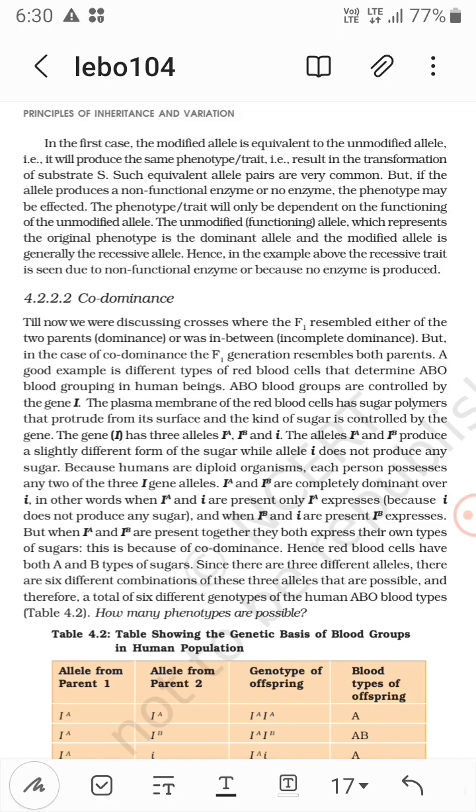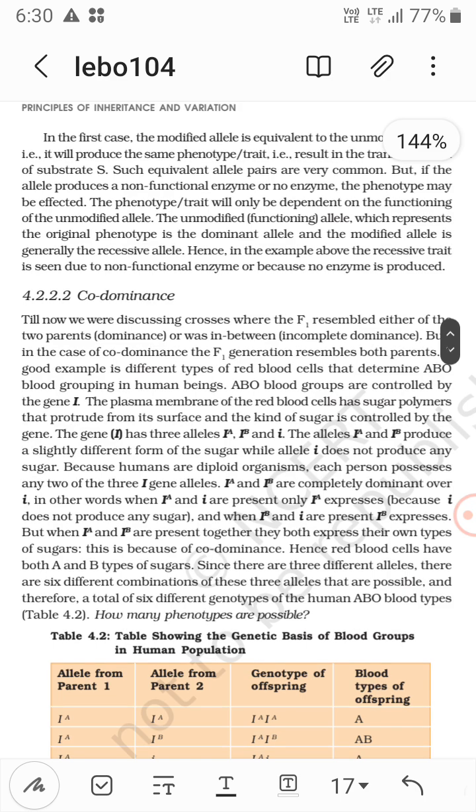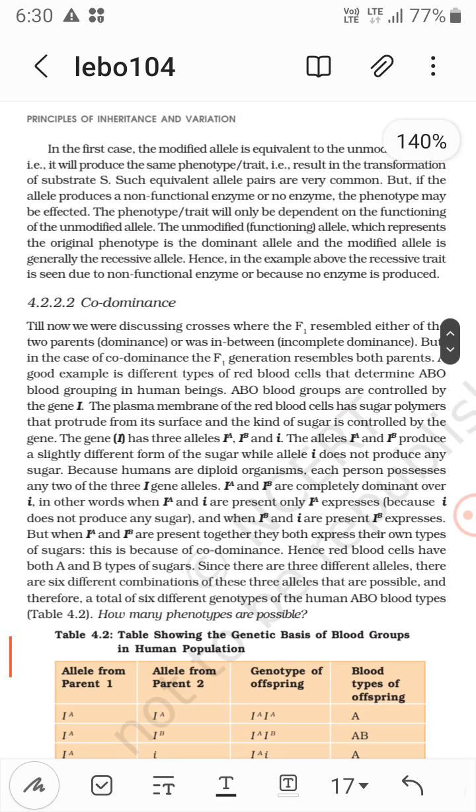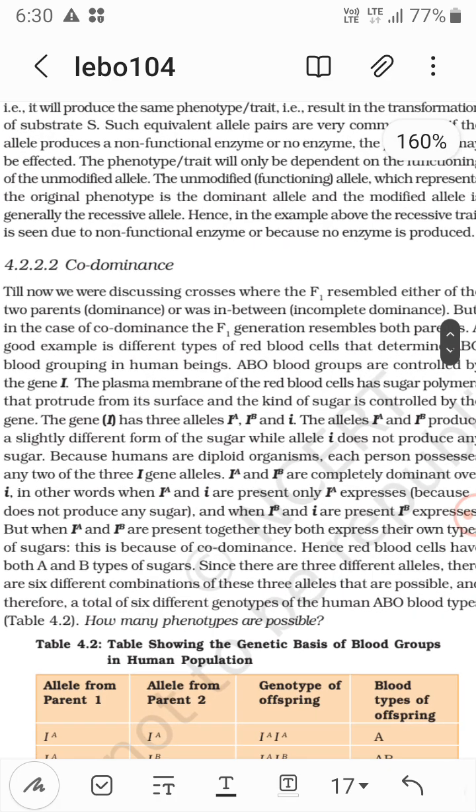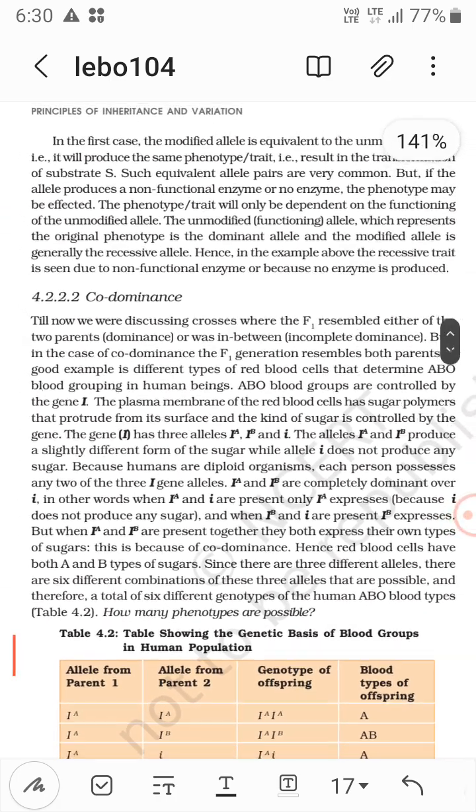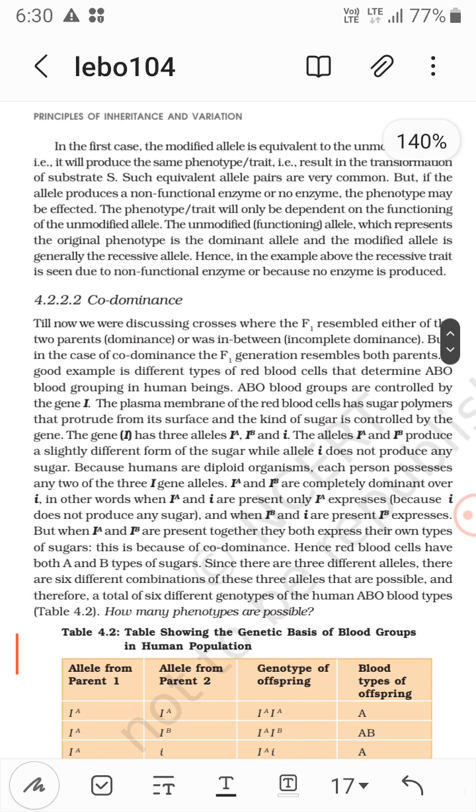Which kind of sugar it is producing, that is A sugar or B sugar, is determined by the gene I. Now the gene I has three alleles, which are slightly different forms of the same gene: I^A, I^B and i. The alleles I^A and I^B produce slightly different forms of the sugar.